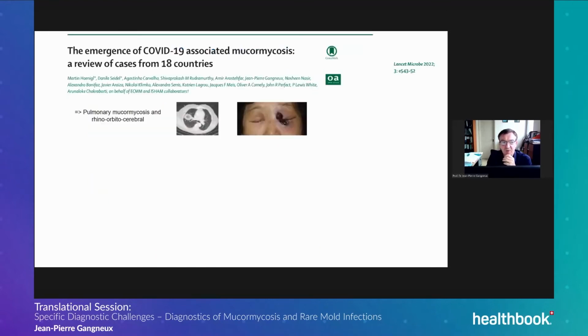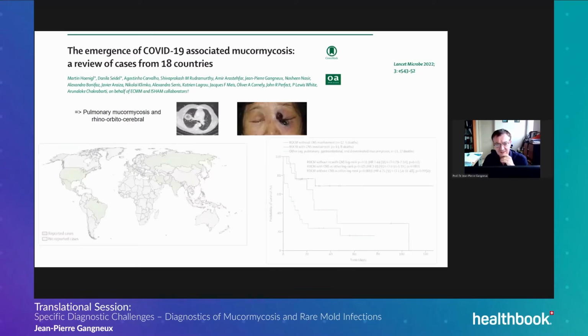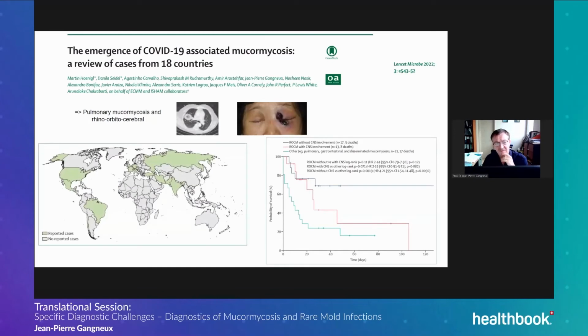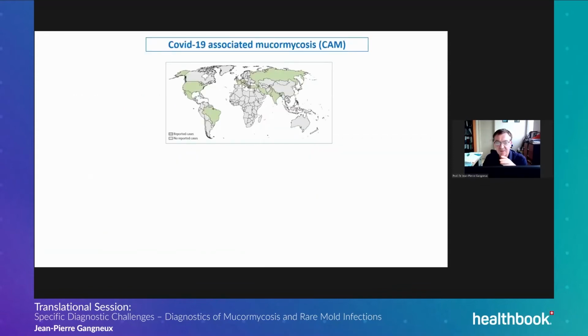And to finish, I want to have a quick focus on the emergence of COVID-19 associated mucormycosis, with this review in 18 countries that showed that regarding the clinical involvement of the CNS or not, there is an impact on the probability of survival. And with huge differences between the countries.